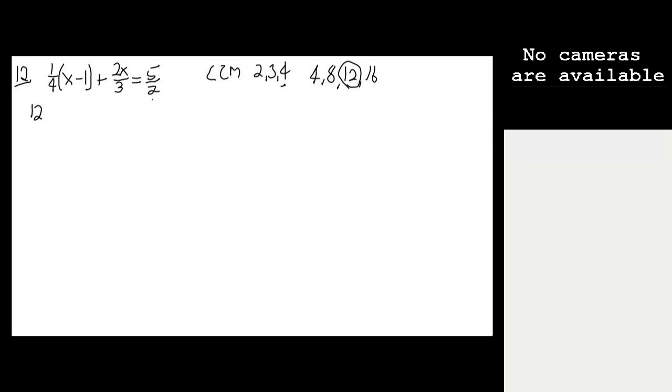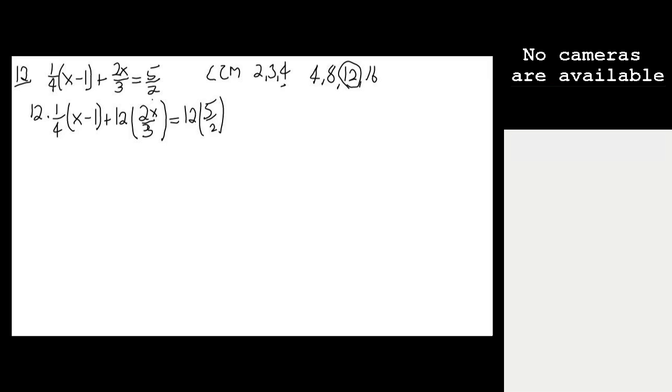So once you've got 12 times 1 over 4, x minus 1, plus 12 times 2x over 3, is equal to 12 times 5 over 2. And again, as teachers, the main thing we notice with students is sometimes they forget to multiply each of the terms by 12. So make sure you multiply all the terms. If you have 3 different terms, multiply them all. If you have 4, multiply them all, etc.